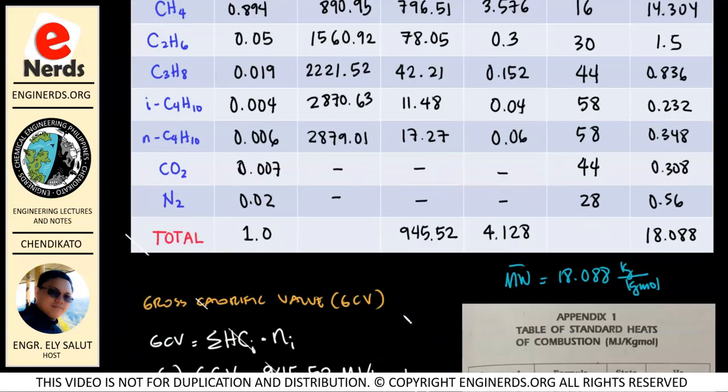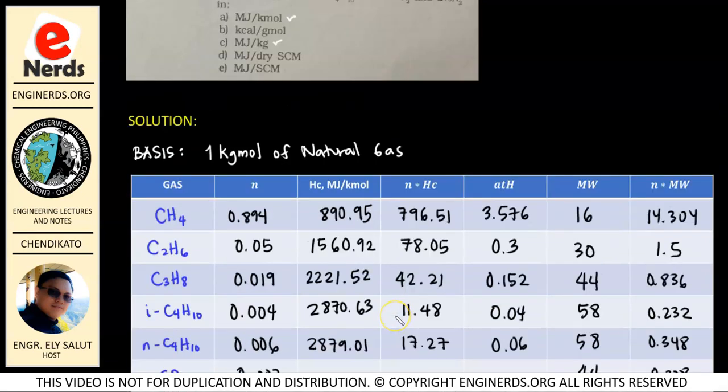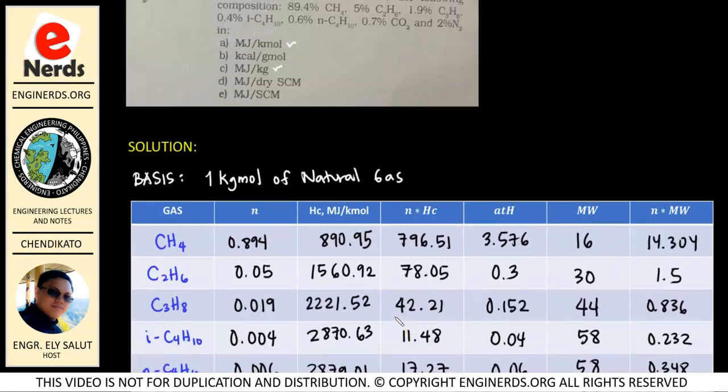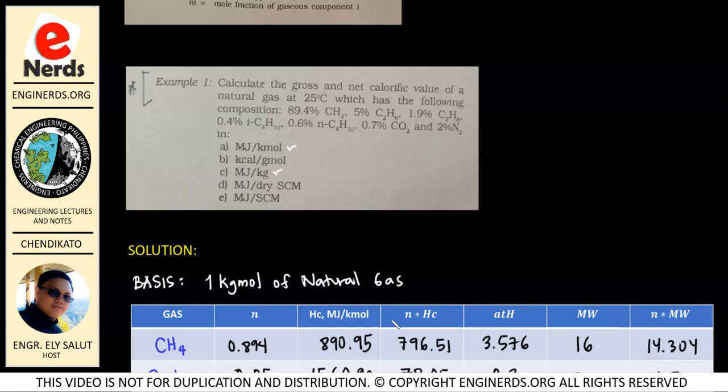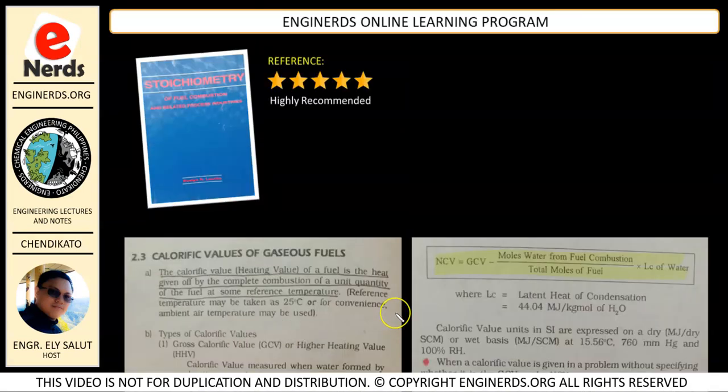So ngayon, our focus for this lecture is to show you how can you get the gross calorific value and the net calorific value. So I hope this lesson is helpful to you. And as I said earlier, dito ko yung kinuha sa book na to, and it's a really good book. So if you can find it in the library or in the bookstore, it will be very useful if you are studying chemical engineering calculation.